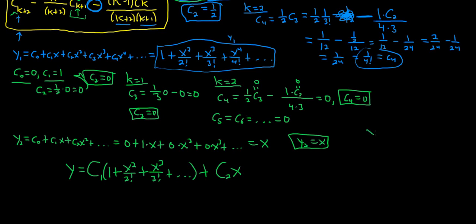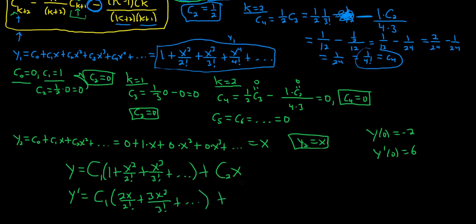They were y of 0 equals -2 and y prime of 0 equals 6. Let's go ahead and use these. So I guess let's find the derivative. So y prime, the c1 hangs out, it's a constant. The derivative of 1 is 0, so we just get 2x over 2 factorial plus 3x squared over 3 factorial plus dot dot dot, plus the derivative of x is 1, so we just get c2.